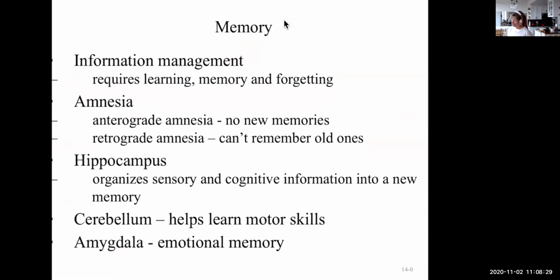Memory. What is memory? It's an information management system. It doesn't require only memory. It requires learning something, making that a memory, and also forgetting. So forgetting, so eliminating, for example, trivia.